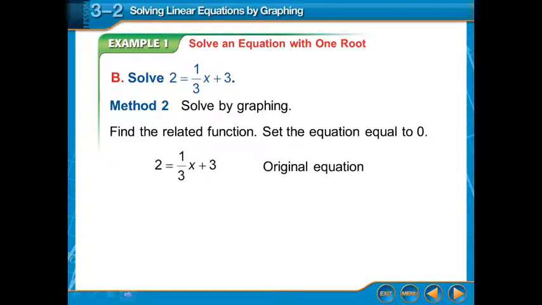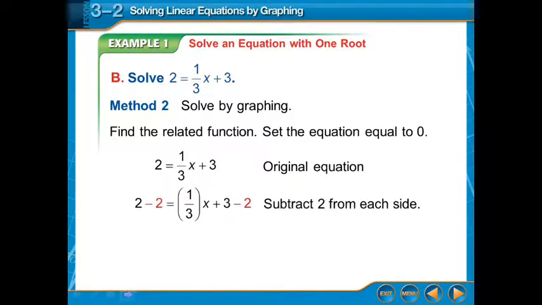So we have 2 equals 1/3 x plus 3. We're going to subtract 2 from both sides of the equation because we want to set the equation to 0. We know that if we put 0 in the place of y, this would give us a related function, because we can take out the 0 and put in the y, and you would have y equals 1/3 x plus 1, which would be slope-intercept form.